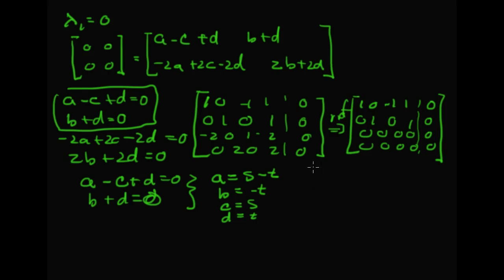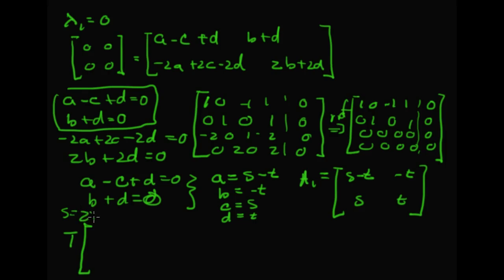All right, so any matrix in the form S minus T, negative T, S, T is an eigenvector for the eigenvalue 0. This means if I perform the linear transformation on something, so let's let s equal 2 and let t equal 1. Doesn't matter what you pick for s and t. 2 minus 1 makes this 1. Negative 1, 2, and 1, right?